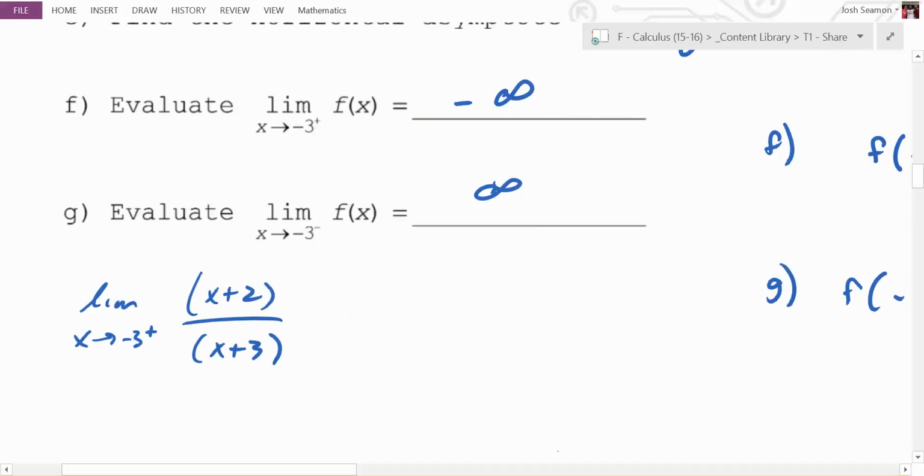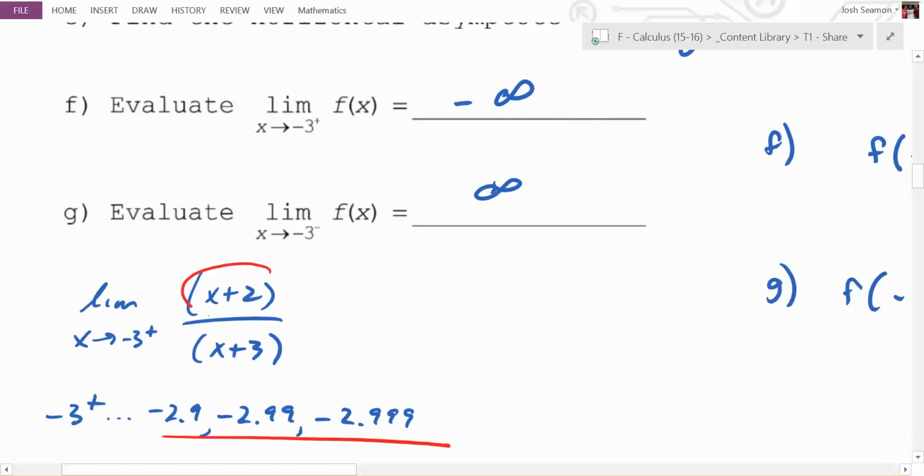Look at this. You are approaching negative 3 from the right. What's a number to the right of negative 3? It could be something like negative 2.9, or negative 2.99, negative 2.999. You're getting closer and closer from the right. When we plug them in up here, what is the top going to get really close to? Well, what's negative 3 plus 2? Negative 1. So the top gets really close to negative 1.